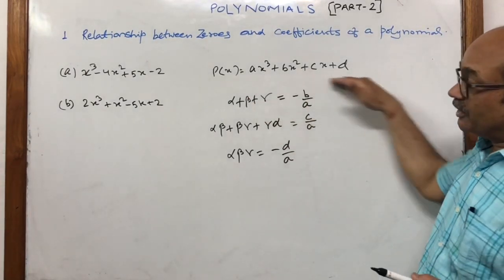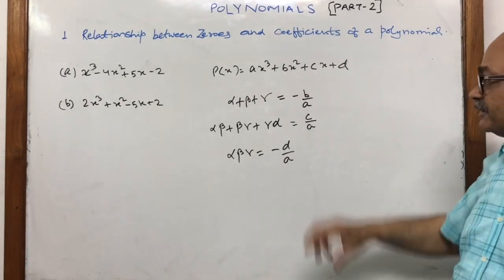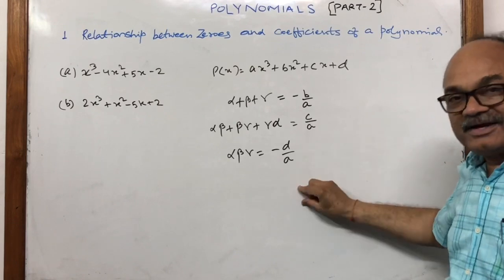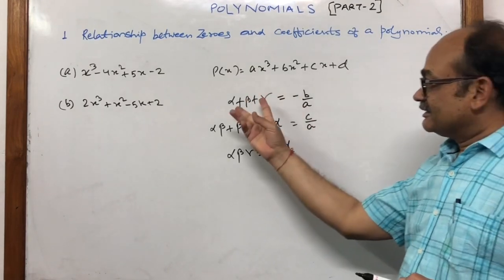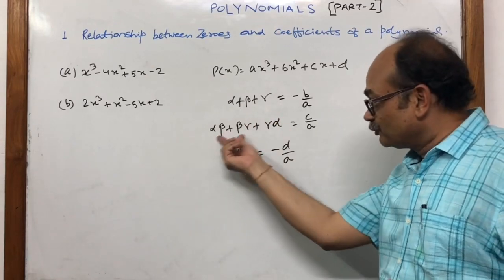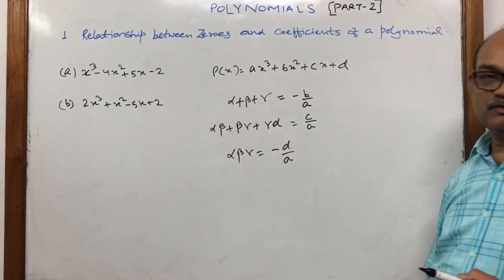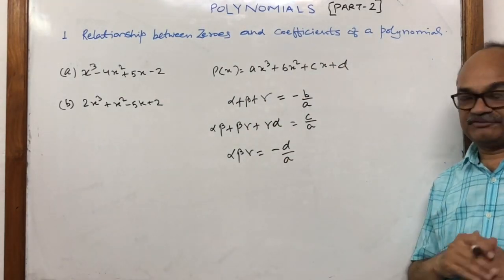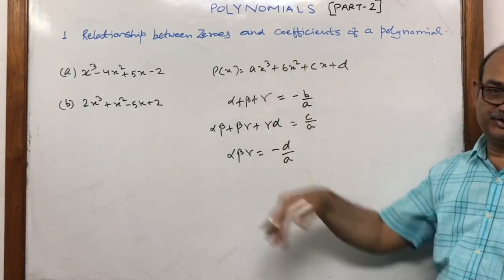If this was of degree 4, it would also go in the same way: minus b by a, c by a, minus d by a, e by a. And the sum of all four, the pair of 3 3 3 summation, the pair of 2 2 2 summation, and the product of all four. So this is the generalization of the relationship between coefficients and zeros.